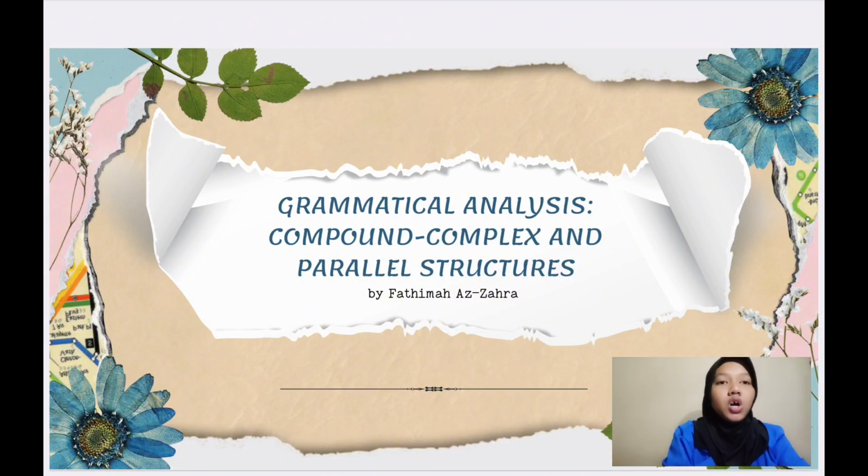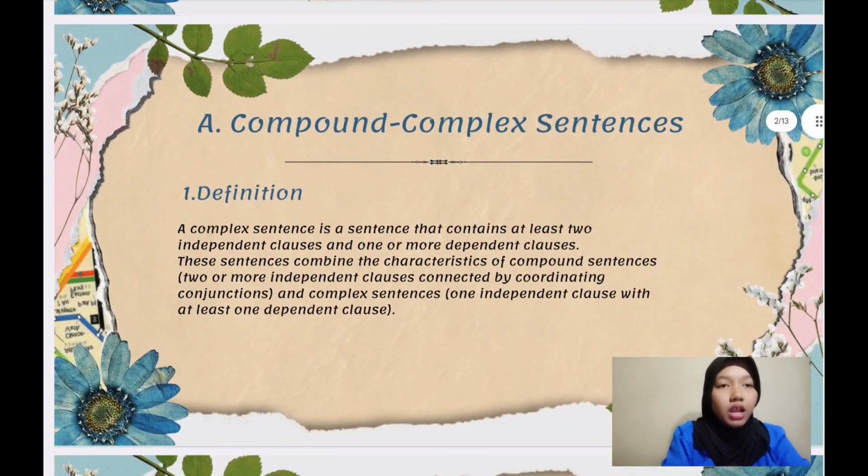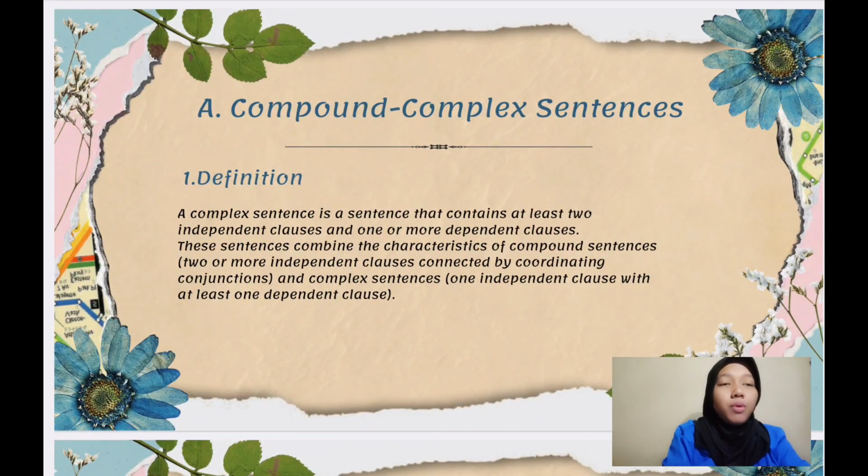This topic focuses on two important grammatical patterns that make writing more logical, fluent, and elegant, especially in academic contexts. Part 1. Compound Complex Sentence. First, let's talk about compound complex sentence. A compound complex sentence is a sentence that contains at least two independent clauses and one or more dependent clauses. In simple terms, it combines the characteristics of both compound and complex sentence.